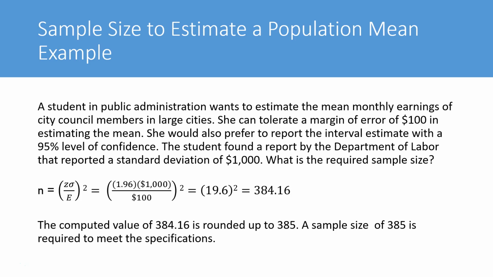So here we have an example of a student in public administration who wants to estimate the mean monthly earnings of city council members in large cities. So if the student wishes to increase the level of confidence, for example, to 99%, it's going to end up requiring a much larger sample. So in fact, it would require a sample of 664. Larger samples will increase the cost of your studies, so the level of confidence that you choose for your study should be selected carefully.